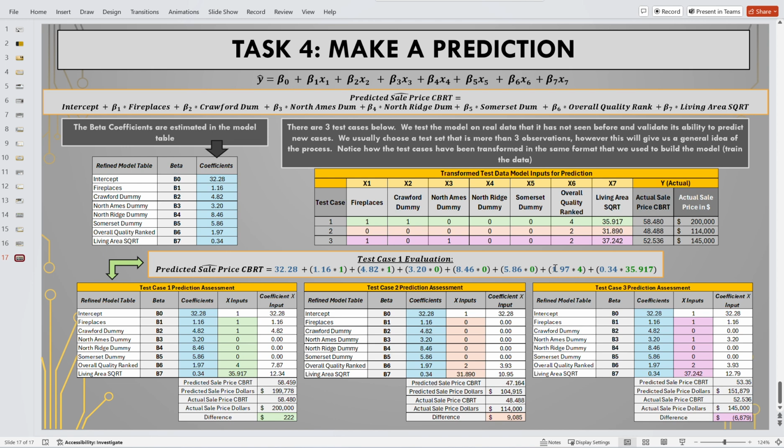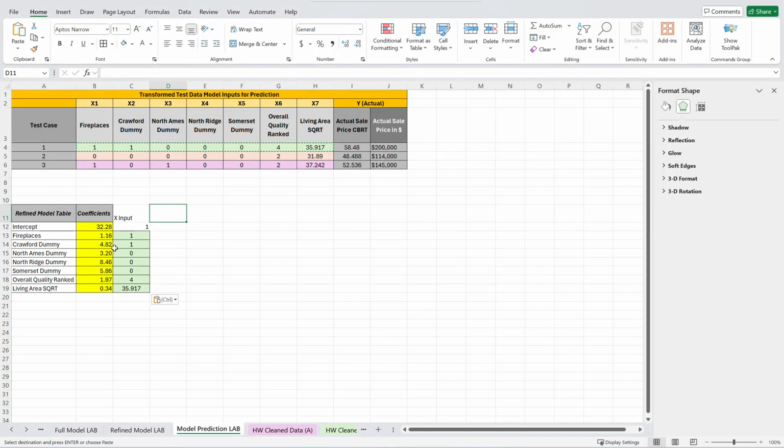The overall quality rank coefficient times the overall quality rank, and the living area coefficient times the square root of living area. So that's ultimately what we're going to be doing in this worksheet, multiplying each of these coefficients by the input values. So if you want to put coefficient times input, you can do that here, and we can use our format painter to make that look consistent if you want.